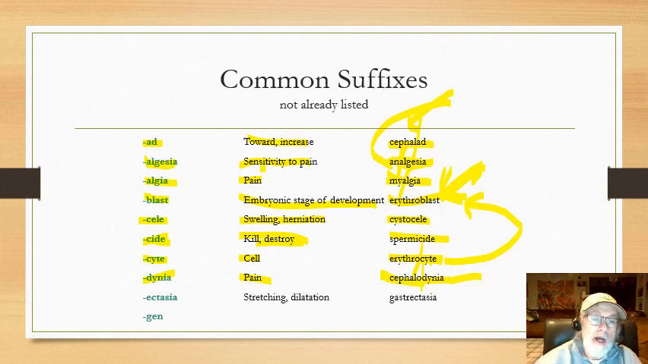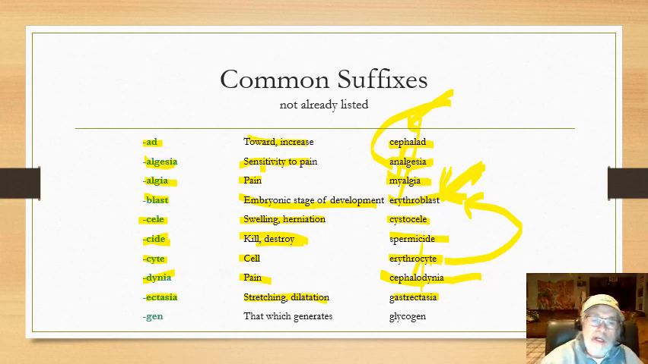Ectasia means a stretching or dilation. Gastrectasia. As we eat, the stomach is an interesting organ because it can stretch a long way. The bladder can stretch a large way. The cells and the layers of tissue in there allow the stomach and the bladder to stretch a lot. And so when the stomach stretches, we call it gastrectasia.